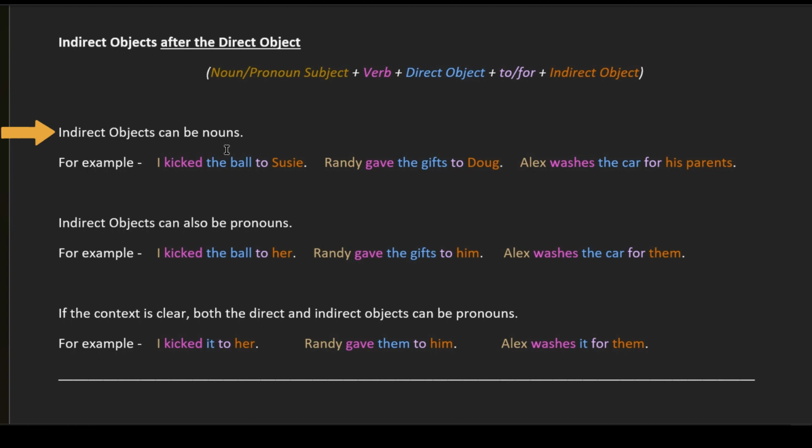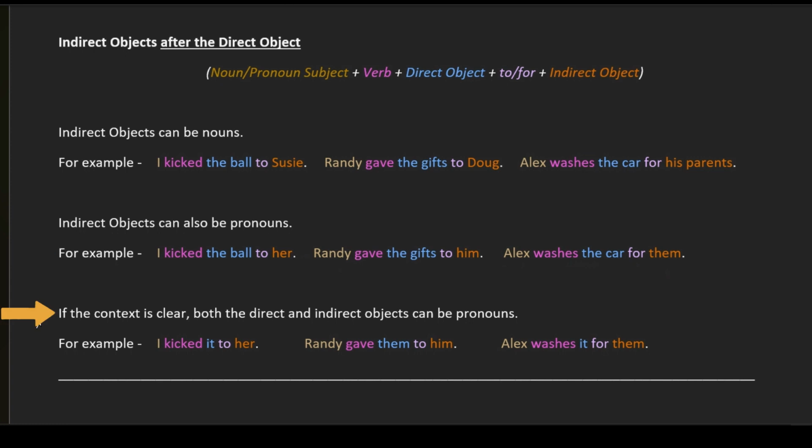Indirect objects can be nouns. For example, I kicked the ball to Susie. Randy gave the gifts to Doug. Alex washes the car for his parents. They can also be pronouns. So we can say, I kicked the ball to her. Randy gave the gifts to him. Or Alex washes the car for them.